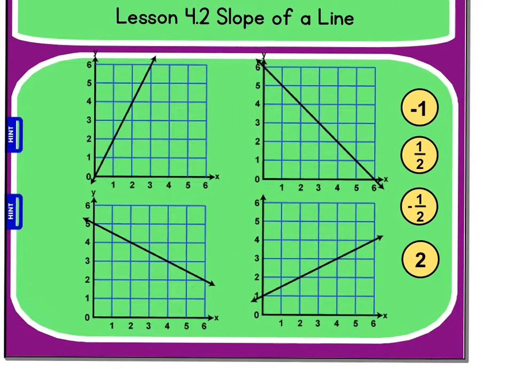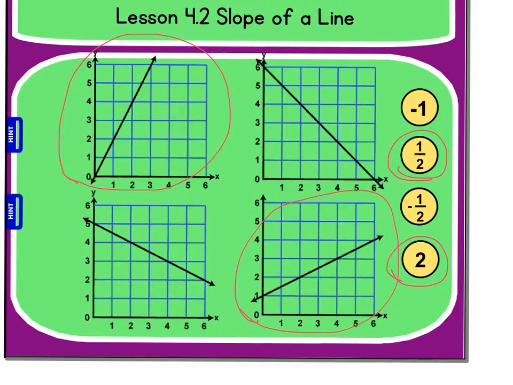If I look at these 4 examples, I have to match the corresponding slope with them. And what you want to notice is that there are only 2 slopes on here that are positive, so 2 slopes that from left to right go up. So this graph right here is positive, and this graph right here is positive. So I have to decide which one is 1/2 and which one is 2.